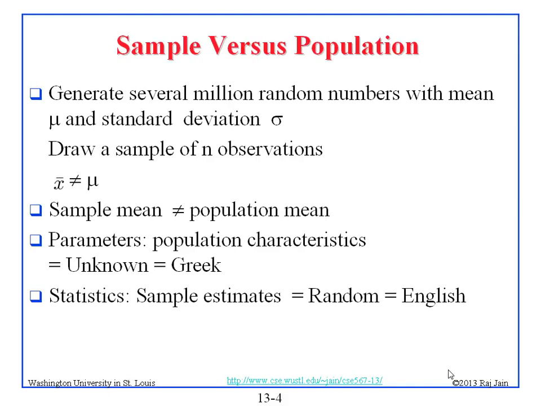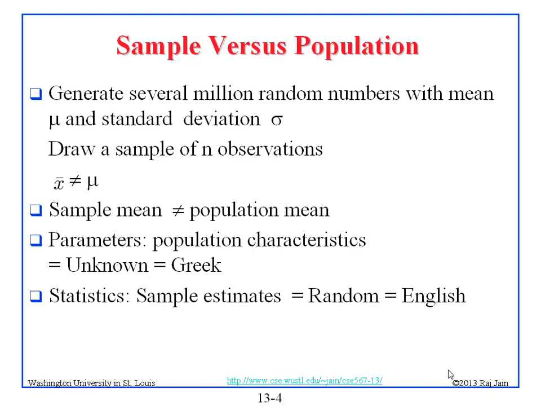So if you generate several million random numbers with mean mu and a standard deviation sigma, and from those millions you take n observations, let's say 100 observations, the sample mean will not be equal to mu, guaranteed almost. There is some chance that it might be equal to mu, but even though you generated it correctly from a distribution whose mean was mu, the sample mean will not be equal to mu. So sample mean is not the same as population mean, and population mean is unknown.